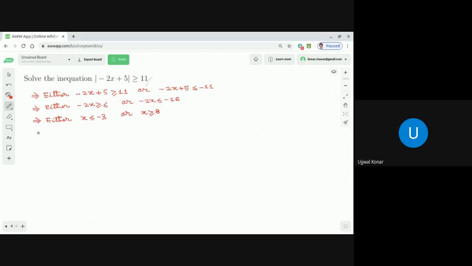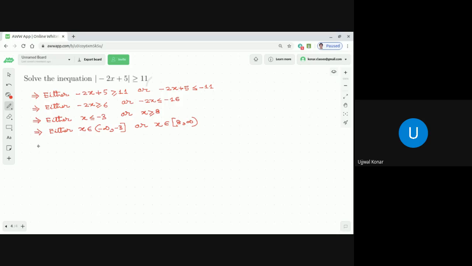So when we say x is less than or equal to minus 3, that implies, in set theoretic notation, x belongs to minus infinity to minus 3, closed interval. Minus infinity, infinity should always be an open interval. Correct? Or x belongs to closed interval 8 till infinity, open interval. Correct or not?